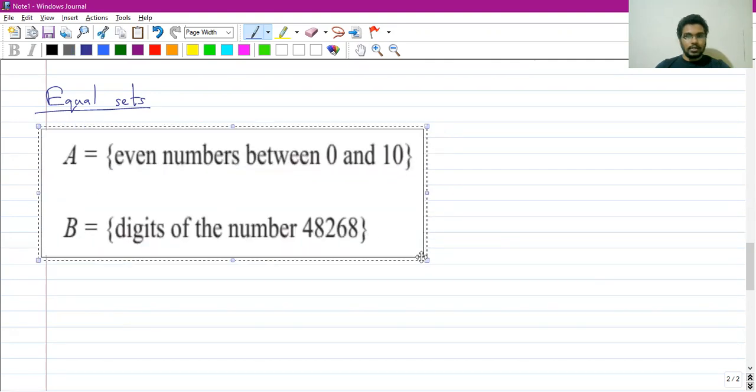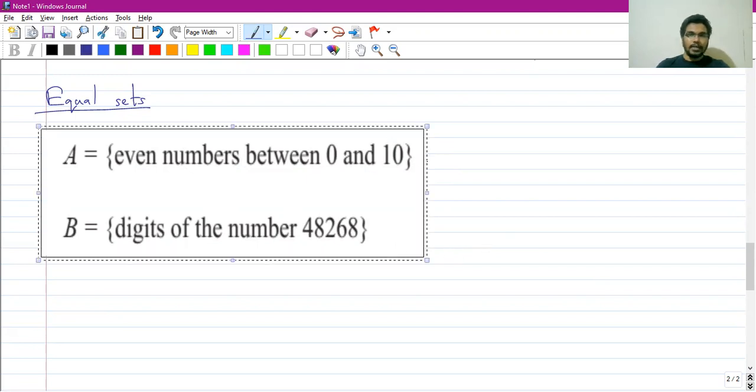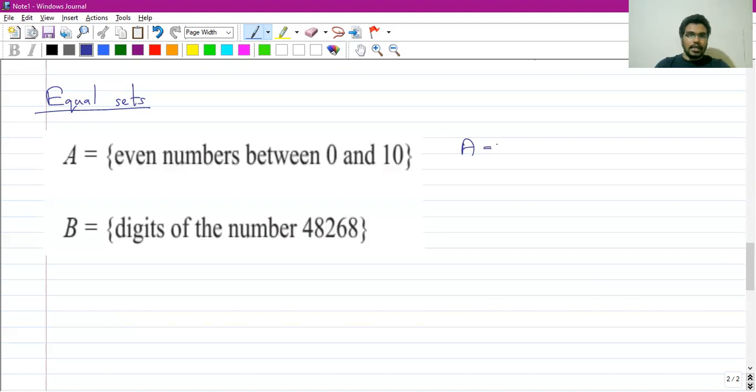Shall we take this small example? Shall we try to write the answer? Set A. Set A is even numbers between 0 and 10. Even numbers between 0 and 10. So it will be 2, 4, 6, and 8. Next one. B. Digits of number 4, 8, 2, 6, 8. 4, 8, 2, 6, and 8 is here. So we don't want to write 8 again. Yes. So if you see here, 2, 4, 6, 8. And here also 2, 4, 6, 8. Elements are the same. So we can say these 2 are equal sets.